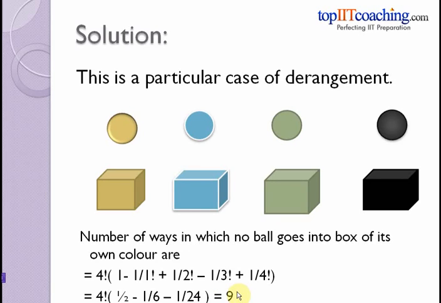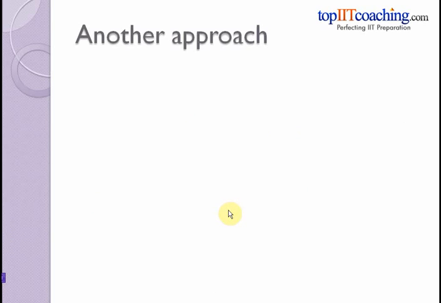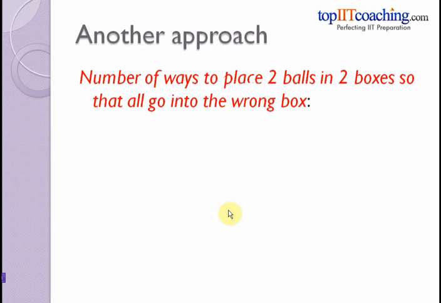Thus the total number of ways in which no ball goes into the box of its own color is equal to 9. Let's look at another approach to solve this problem. Let us say we have got 2 balls and 2 boxes. Now the number of ways to place those 2 balls in 2 boxes such that all of them go into the wrong box.